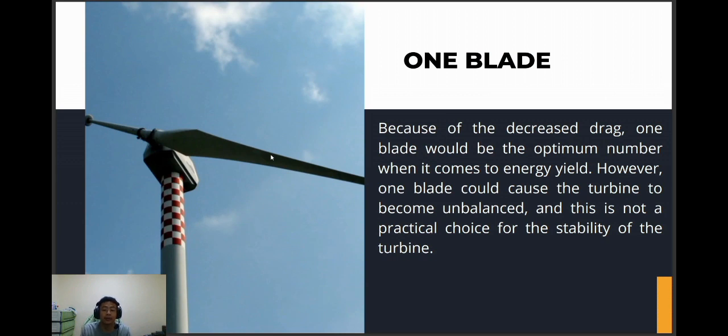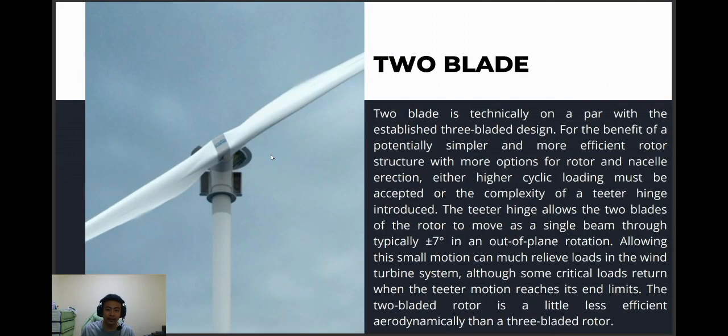So, bakit nga ba hindi pwedeng maging 1 blade? Sabi dito, because of the decreased drag, 1 blade would be the optimum number when it comes to energy yield. Meron din itong side effect na, however, 1 blade could cause the turbine to become unbalanced. Magiging unbalanced daw yung turbine natin kapag 1 blade lang yung ginamit natin. Hindi siya magiging stable for turbine, and this is not a practical choice for the stability of turbine. So, hindi pwedeng maging 1 blade kasi nga hindi siya stable. Magiging unbalanced siya. Next is 2 blade.